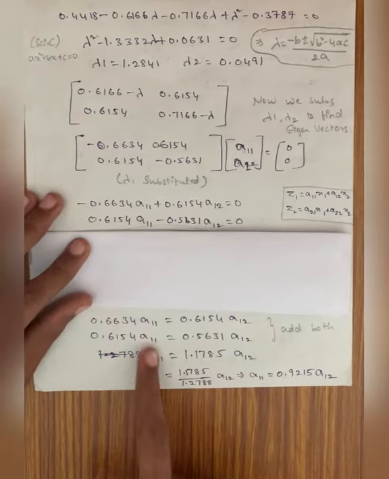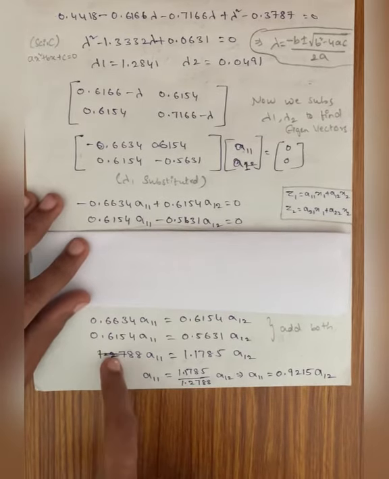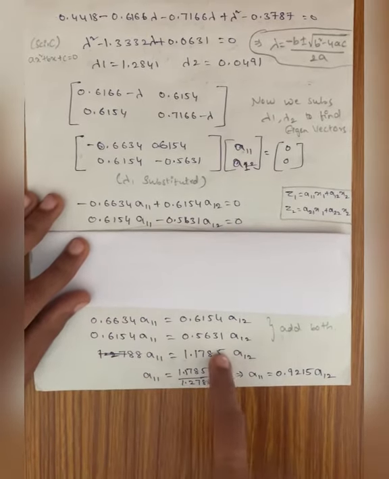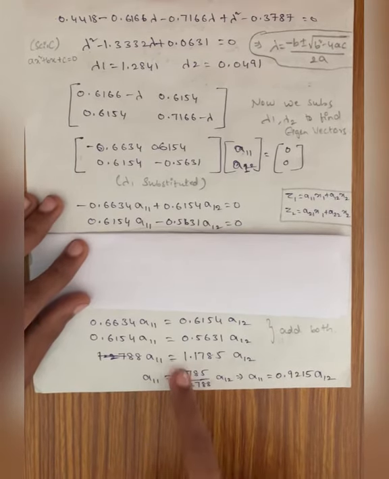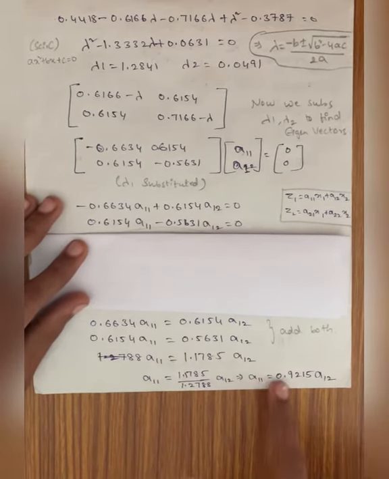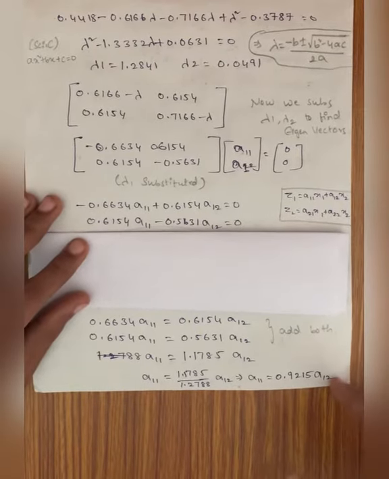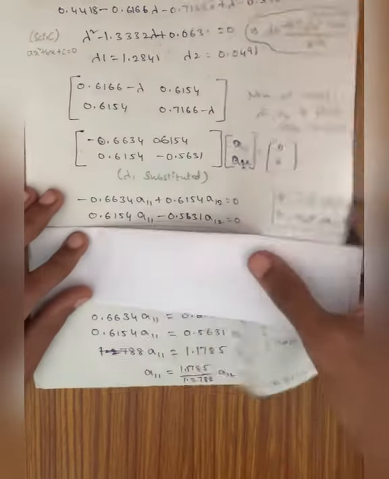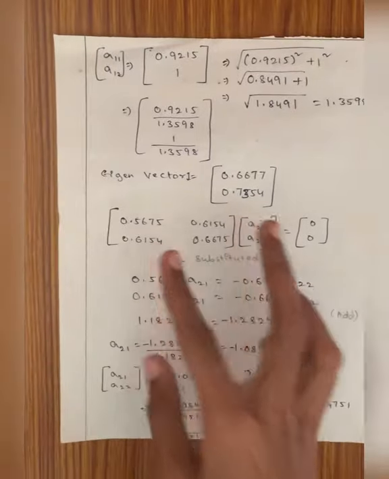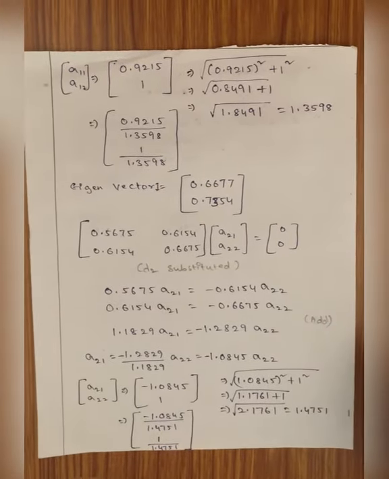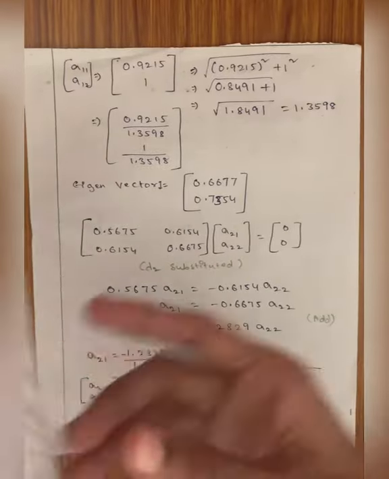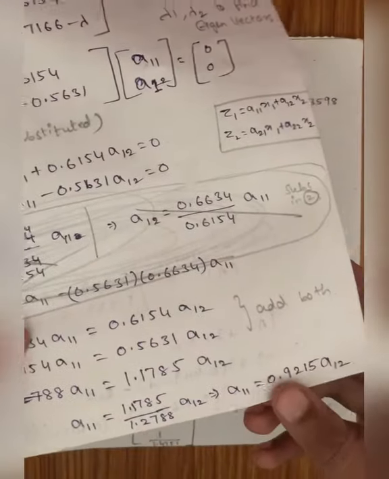So I am sending the LHS numbers to the right side. So it will be A11 is equal to some division and A12. So finally I will get A11 is equal to 0.9215 A12. After taking the values, here we are going to divide them. So here we got A11 is equal to 0.9215 A12.